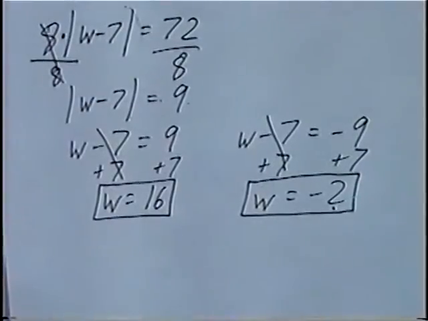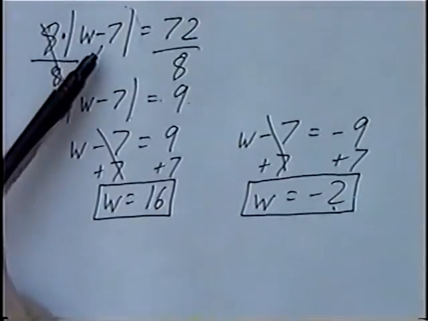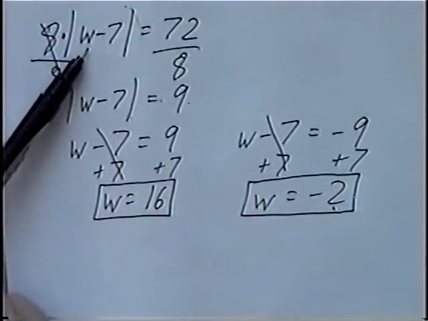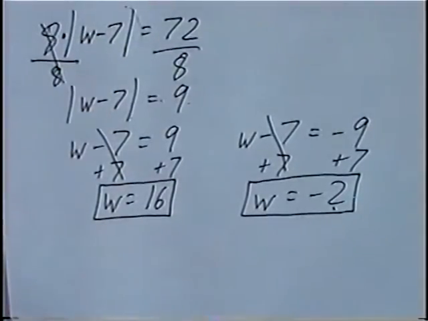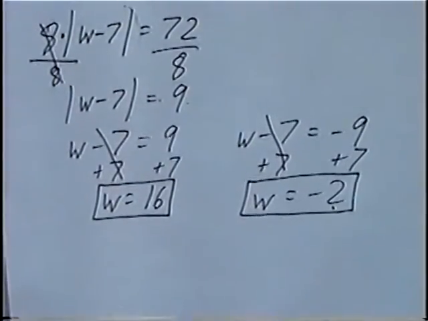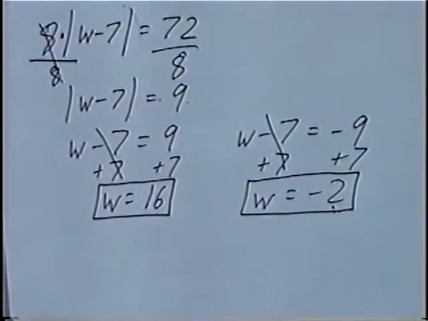Second possible answer, negative 2. If you plug a negative 2 into the original equation, negative 2 minus 7 is negative 9, and the absolute value of negative 9 is positive 9. Positive 9 times 8 would be 72. So the second solution also works. So again, we have two answers, W equals 16 and W equals negative 2.